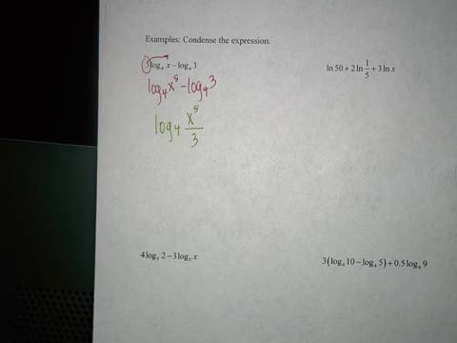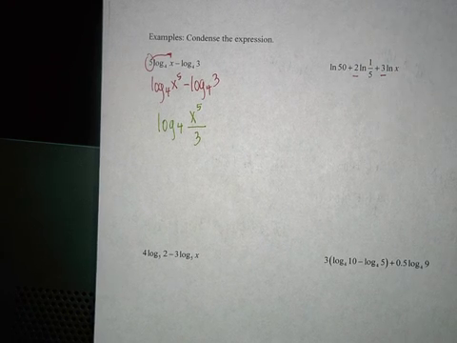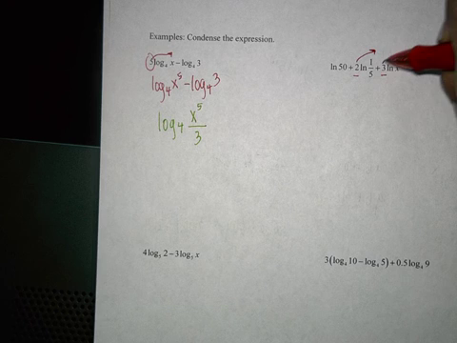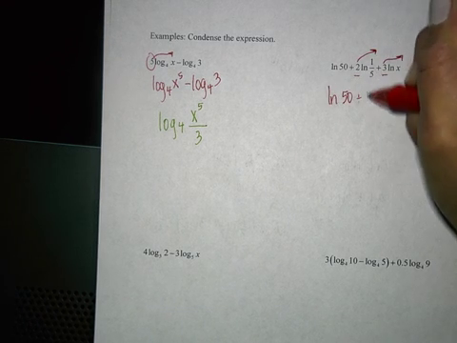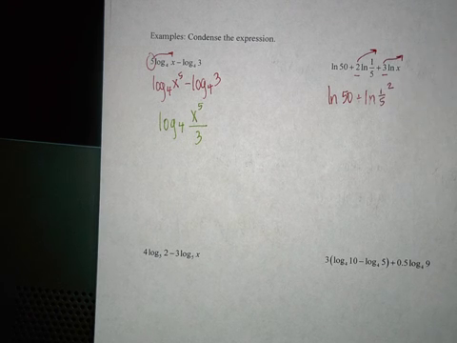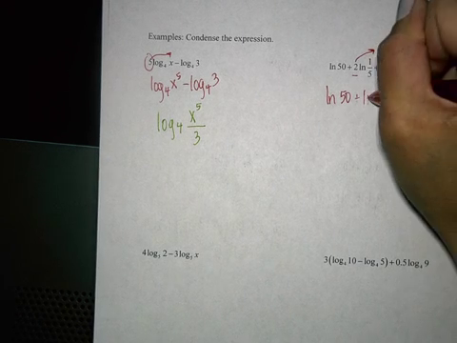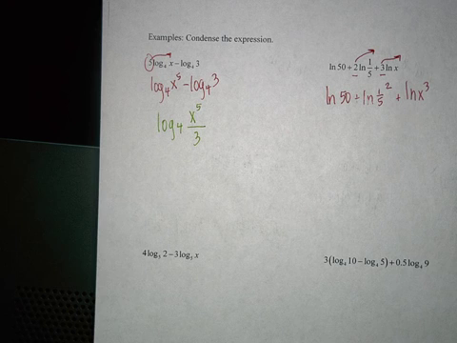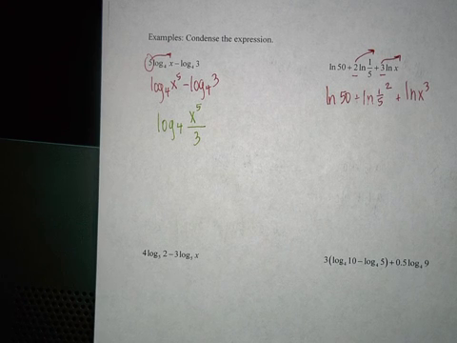Okay, so the first thing you always want to do is, anytime you have a number in front, that number is going to end up becoming what? An exponent. So I'm going to rewrite this as the natural log of 50 plus the natural log of 1/5 to the 2nd power plus the natural log of x to the 3rd power. Okay, what will we do now? Change them to multiplication. Good.